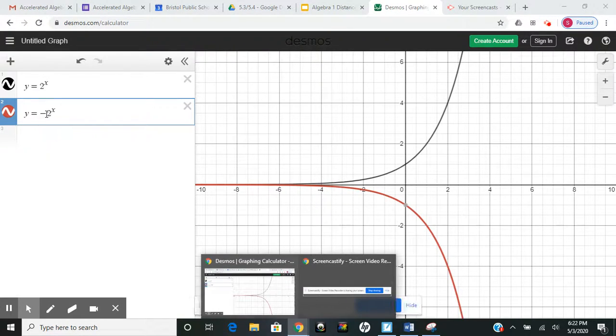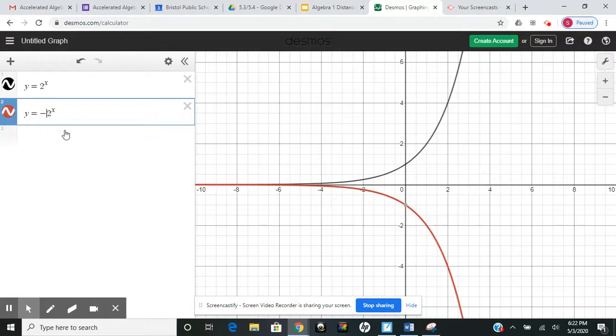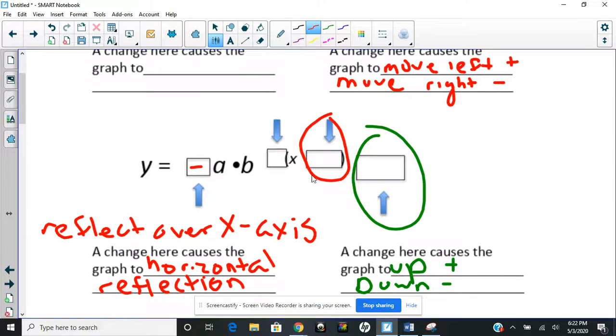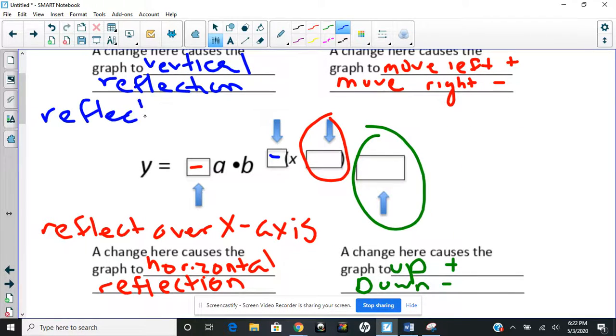The other thing that can happen, I'm going to get rid of that so that we can see the other one, is we can have a negative in front of everything that's in the exponent, and that's going to be our vertical reflection, or our reflect over the y-axis.